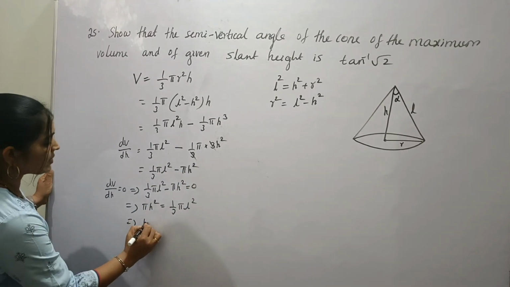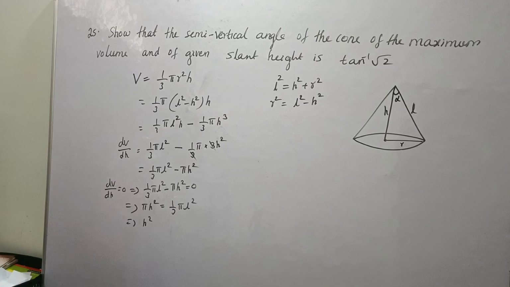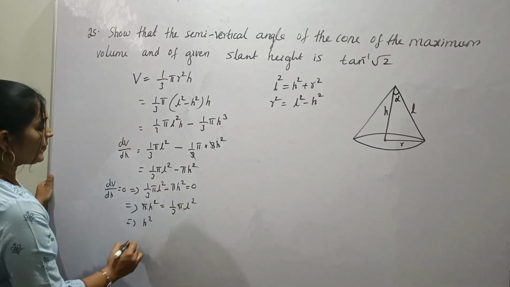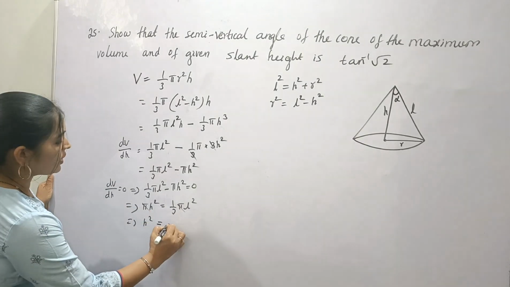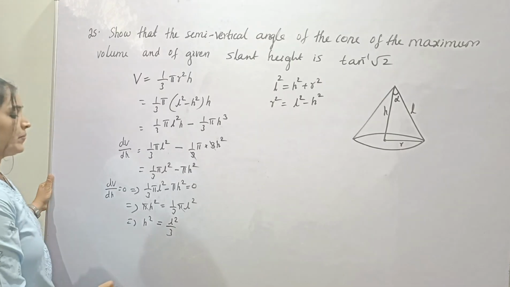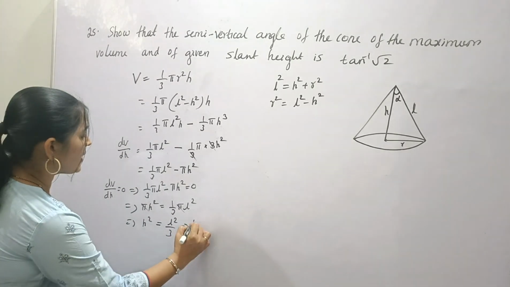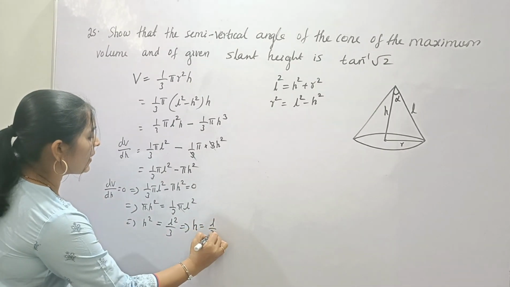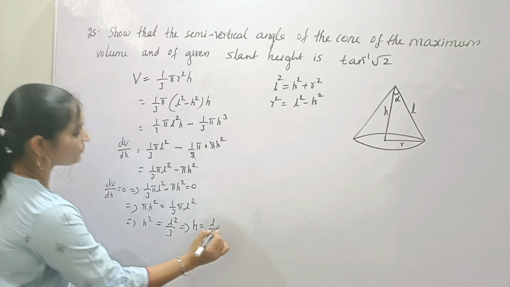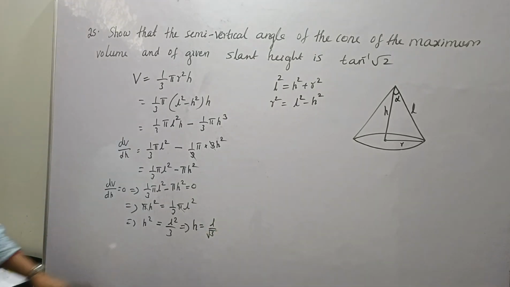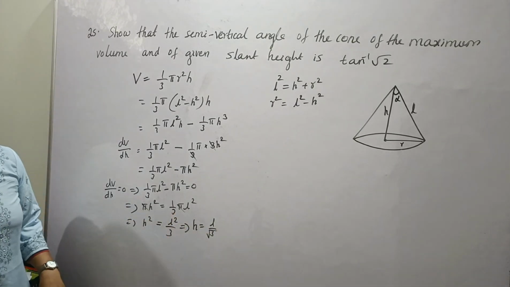That implies h square is equal to, see here, pi cancelled, right? Yes, pi cancelled. Then h square is equal to L square divided by 3. That implies h is equal to L by root 3. So here we have h is equal to L by root 3.